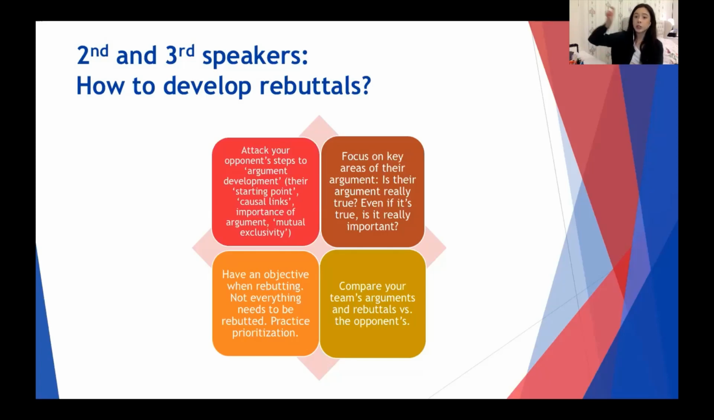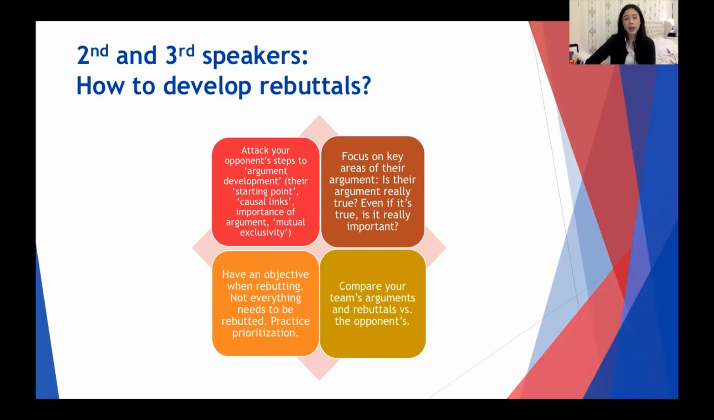Is it the starting point of that argument? Or is it the causal links of those arguments? Or is it the fact that that argument is just not important to begin with? Or the fact that that argument is just not exclusive to them? And you don't have to do only one, right? You can do all four of them. It purely depends on how much time you have and what is the kind of analysis that they have provided. And you basically want to prioritize based on that, right?